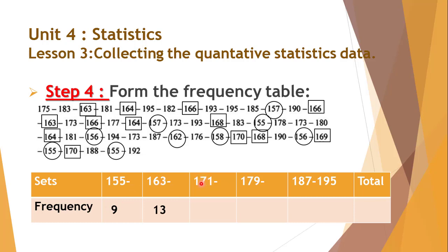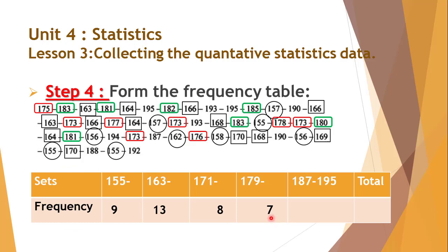Okay, the next set, from 171 to 178. Let's count. 1, 2, 3, 4, 5, 6, 7, 8. So we have 8 numbers. What about 179 to 186? Let's count again. 1, 2, 3, 4, 5, 6, 7. So we have only 7 numbers.